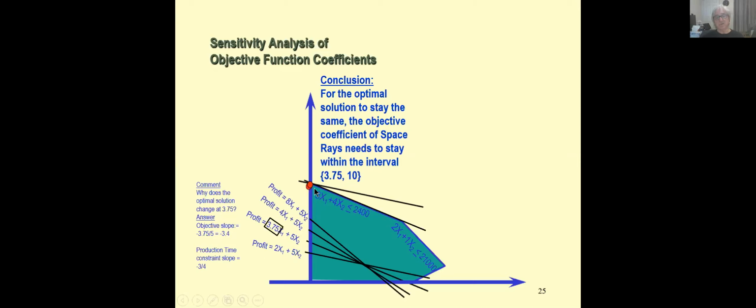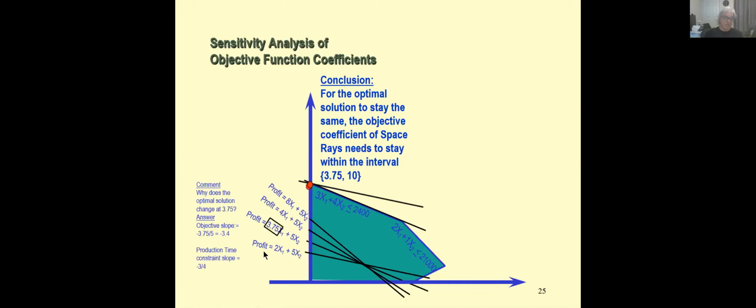Then look at the constraint of the production time written here. The slope is negative 3 over 4, same slope. Therefore, 3.75 is a critical value. If the profit per space rate drops below 3.75, you will get a change in the optimal solution that used to be here, and it will jump here. So this is one observation.